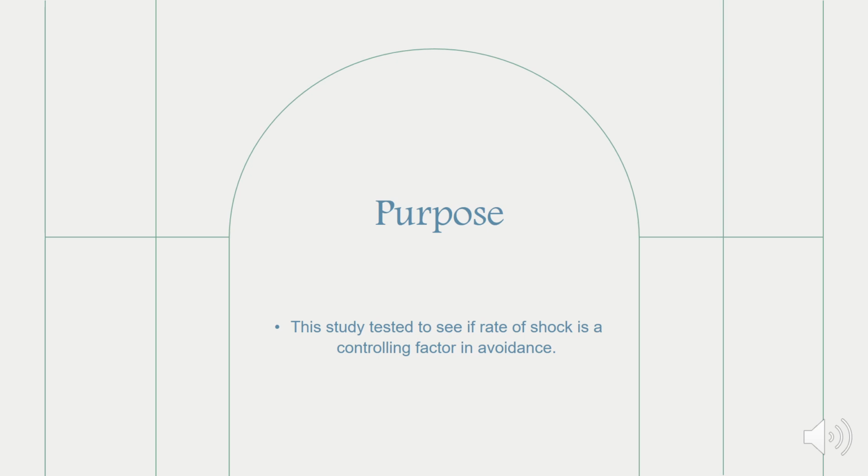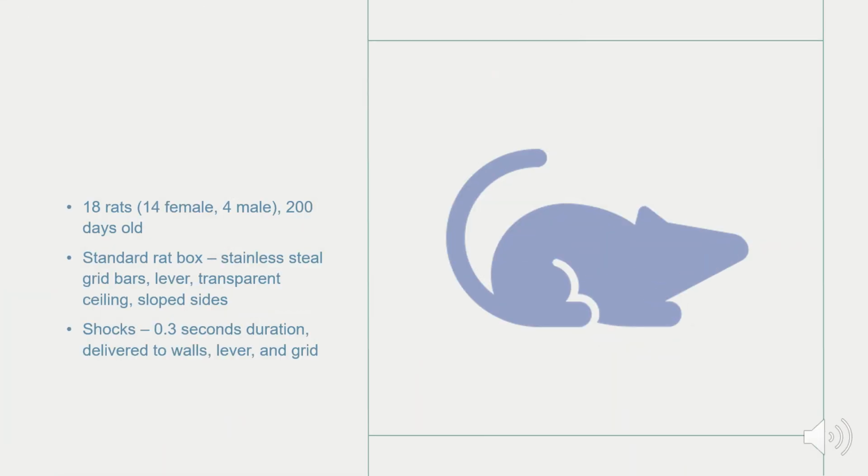The purpose of the present study was to see if the rate of shock is a controlling factor in avoidance. They wanted to see if the level of shock affected the rate in which a rat would press a lever. The study used 18 rats, 14 female and 4 male, who were 200 days old. Who remembers the benefits to using rats as opposed to other non-human animals in experiments?